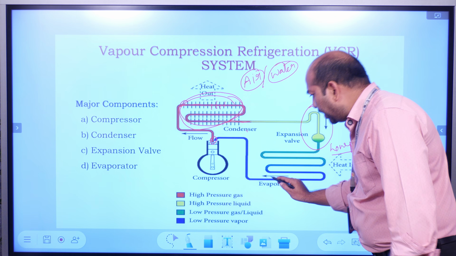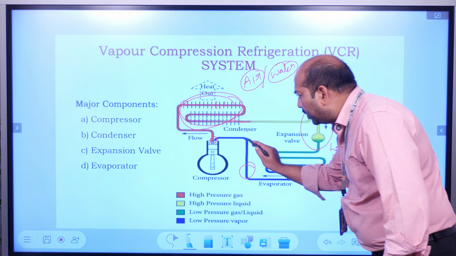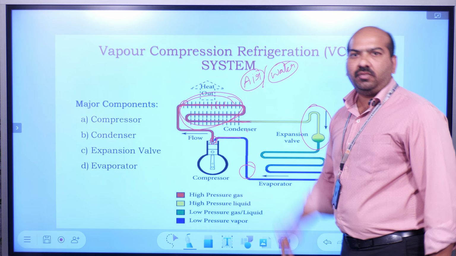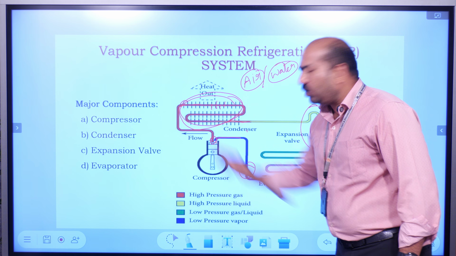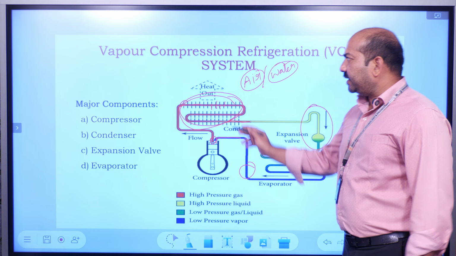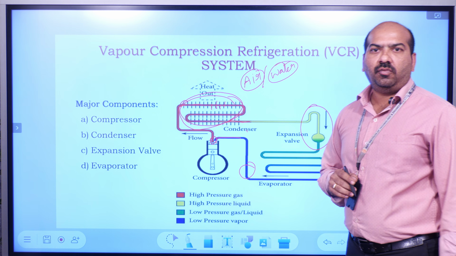Again, the same vapor refrigerant will enter the compressor, where further compression will take place, and it is converted from low pressure to high pressure vapor form. So thus the VCR system works.